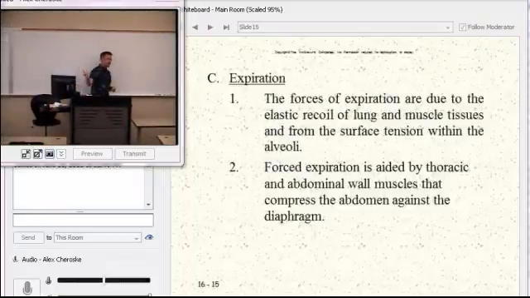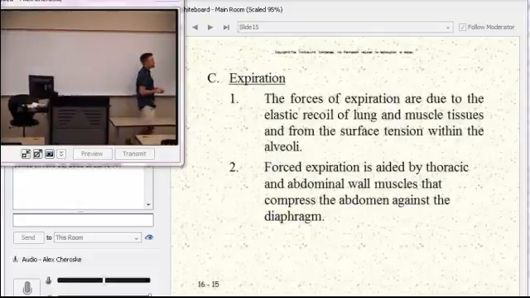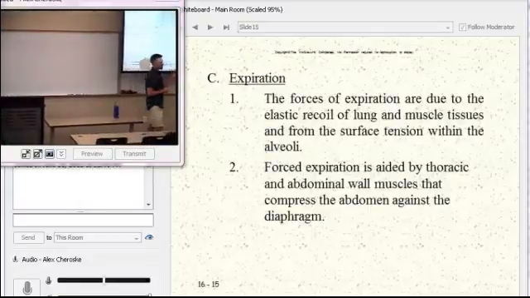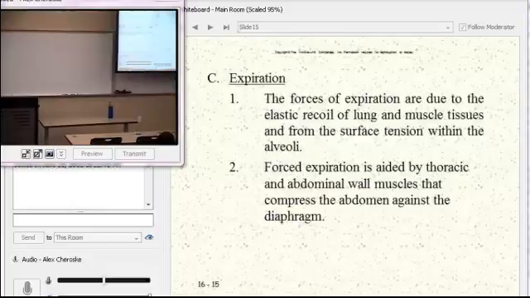But expiration is actually the reverse process of inhalation, if that makes sense.